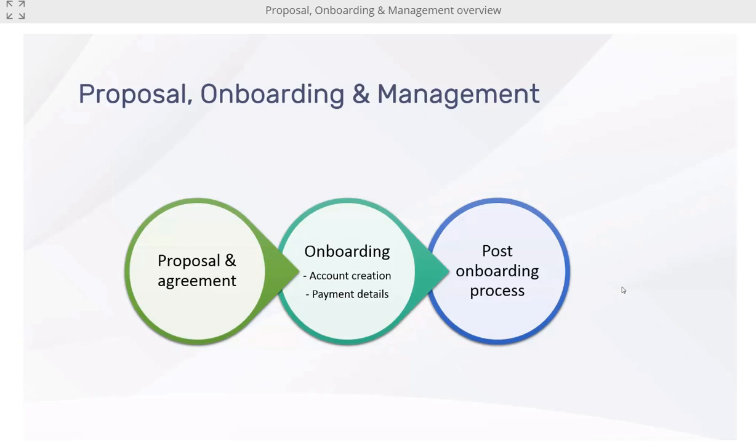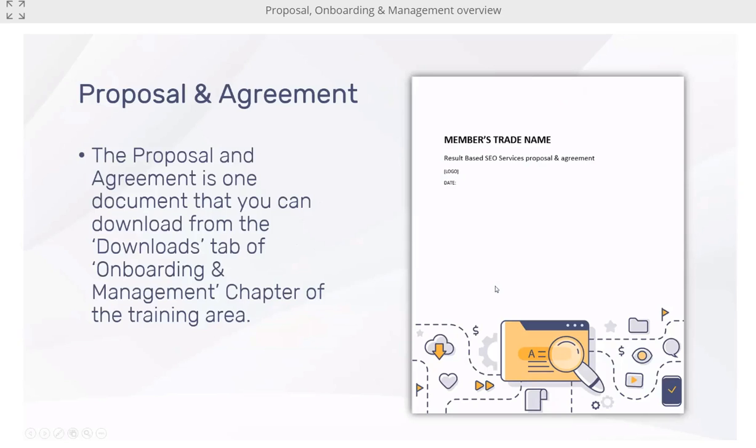So there are main three steps. First is proposal and agreement, which is pretty obvious, right? We have one document that details the proposed keywords, includes all the service terms, responsibilities, and everything. We're going to deep dive into that. And basically, the client signs that, and that is the proposal and the agreement.